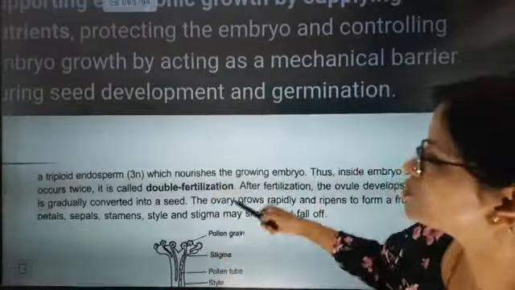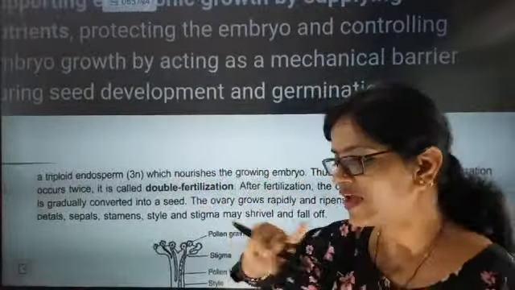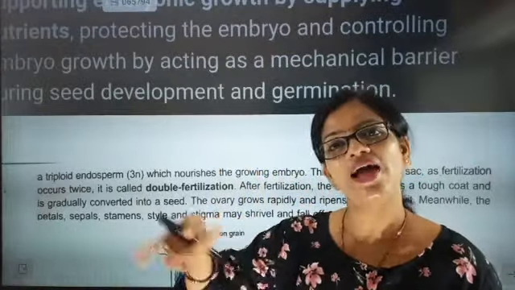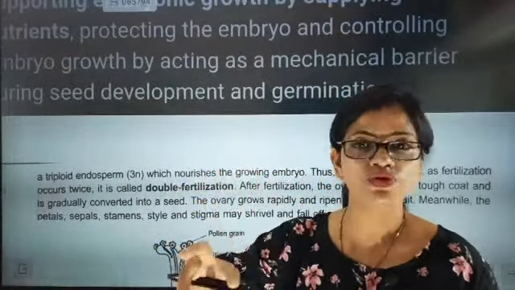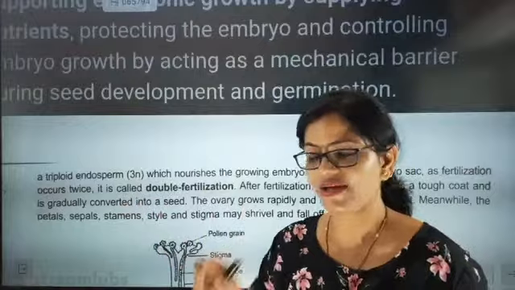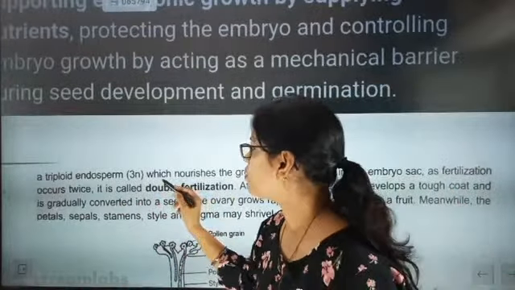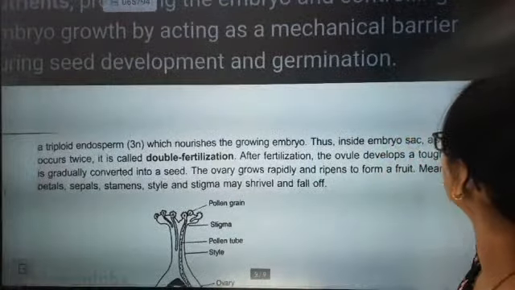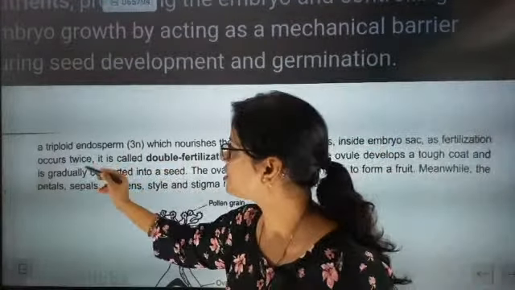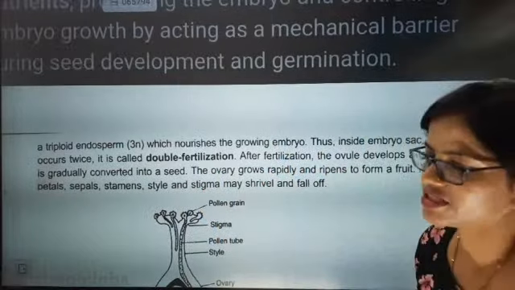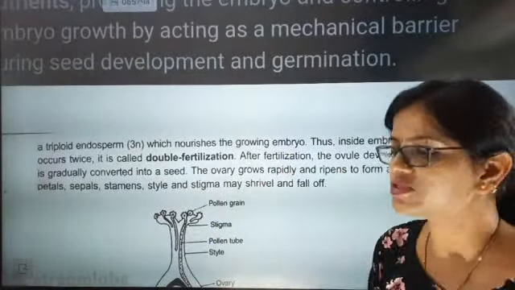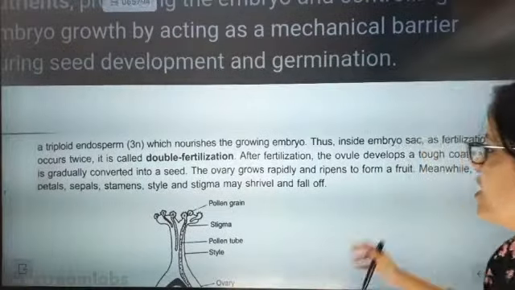So, triploid endosperm. You have seen one egg and two polar nuclei, and then the polar nuclei fused. So 2n and the 1n from the male gamete, total 3n, which nourishes the growing embryo. Thus inside the embryo sac, as fertilization occurred twice, it is called double fertilization. Since inside the sac fertilization occurs two times, that is why it is called double fertilization.